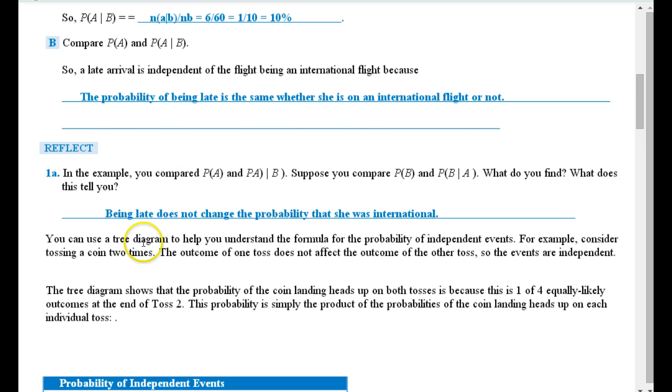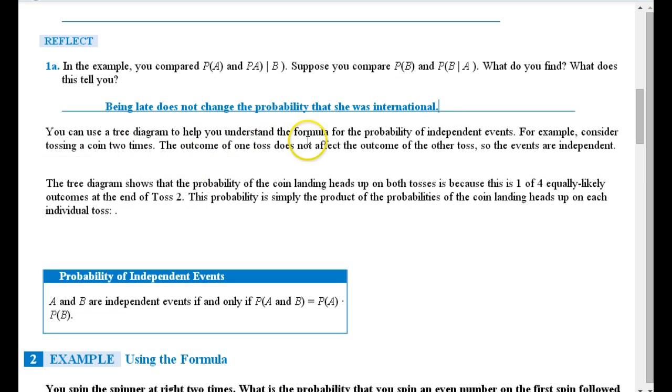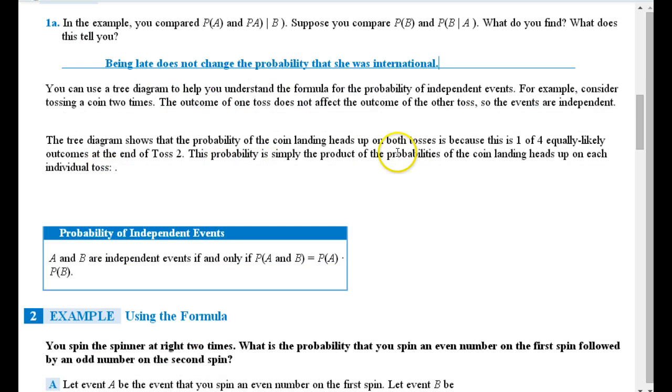Okay, so now it says you can use a tree diagram to help you understand the formula for the probability of independent events. For example, consider tossing a coin 2 times. The outcome of one toss does not affect the outcome of the other toss, so the events are independent. The tree diagram shows the probability of the coin landing heads on both tosses, because this is one of 4 equally likely outcomes. So let's just take a look.